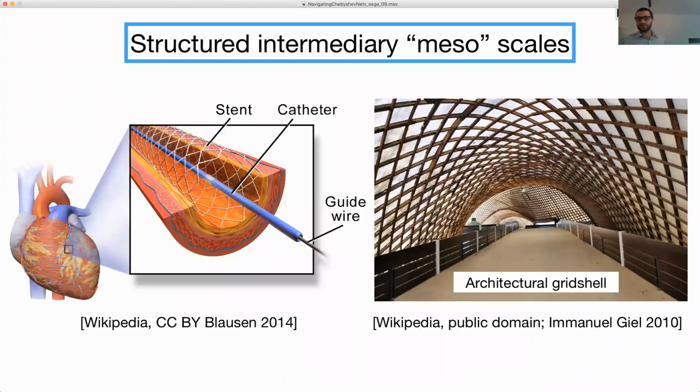In contrast to that, there are also mesoscale structures that have a structured intermediary scale. This may be down at the very small. For example, when you put a stent inside of an artery or a vein, you can see this grid type of structure in the object that you place inside of the artery. Going to the very large scale, you also see here on the right an architectural grid shell, where when you squint, you see this beautiful smooth structure, but actually it's built of discrete pieces. And so the question is, do we understand this as a discrete object or as a smooth object?